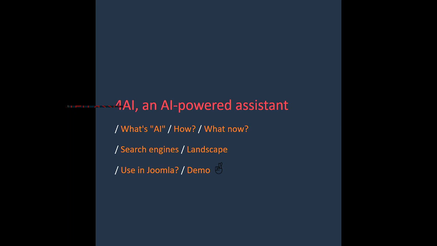And finally, if everything goes well, I'll show you how I think we can use AI today inside of Joomla. And again, if everything goes well, I can show you how it works in practice. This is a demo, on an extension that's released today. So you can expect things to go wrong, but well, we'll see.